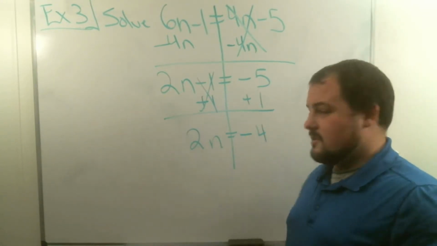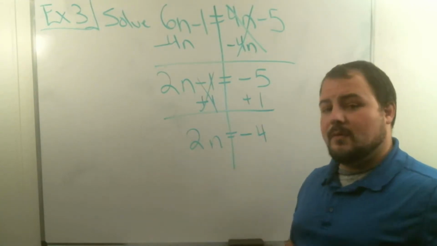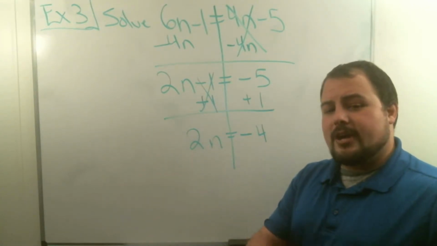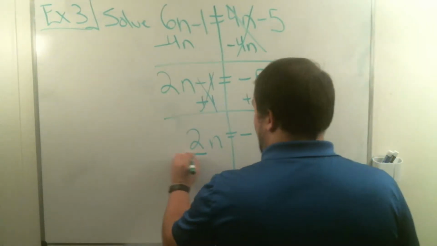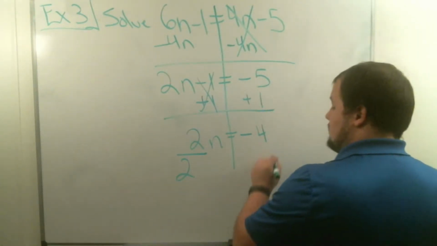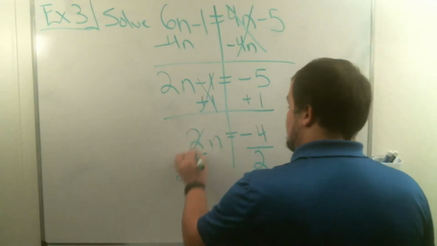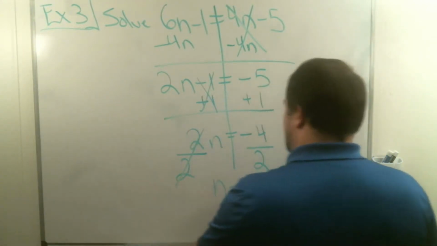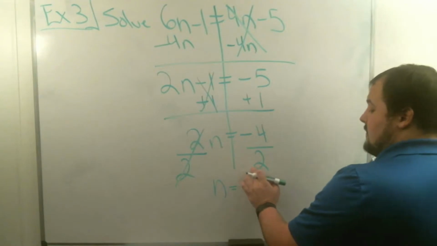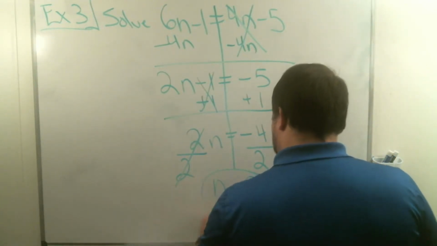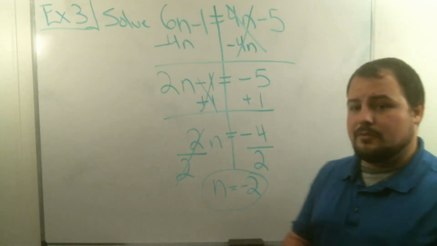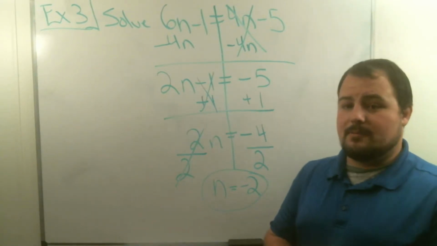Last thing I have to do is get rid of the number that's with the variable, and we get rid of that number by either multiplying or dividing. So in this case, we're going to divide by 2, divide by 2. n is equal to negative 4 divided by 2, that's negative 2. So in this case, our variable is negative 2. And that's the answer to this problem.